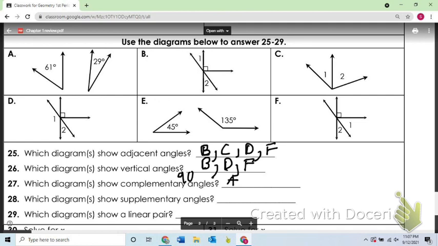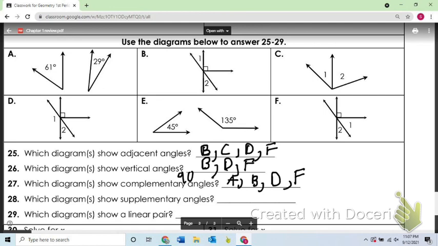B, that angle 2 and the one to the right of it would be complementary. C doesn't look like it. And then D and F, for the same reason, because B, D, and F are all the same diagram. Look at F, clearly 1 and 2 would be complementary, and even though on B they're not labeled, I took this as still showing complementary angles.